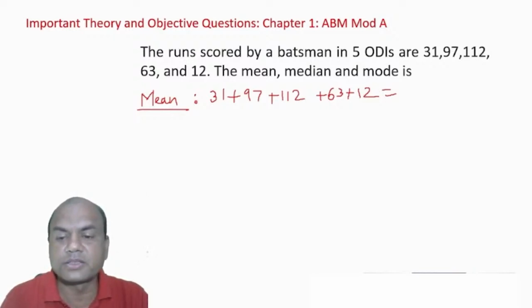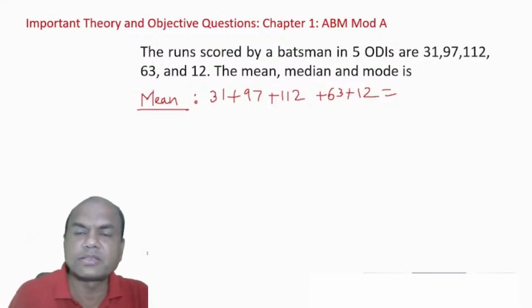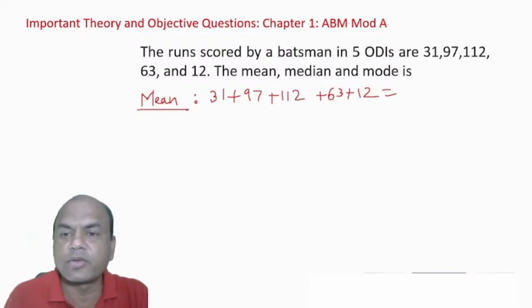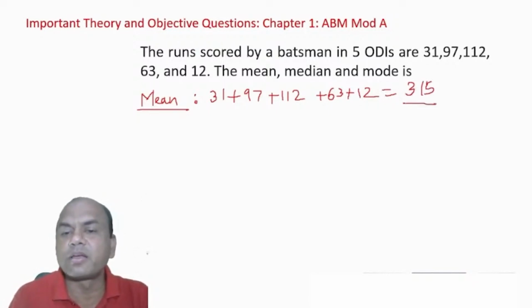31 plus 97 plus 112 plus 63 plus 12. So the answer you get is how many? Yes, comment section, everyone. 315. Correct. So mean is what? 315 divided by number of elements.